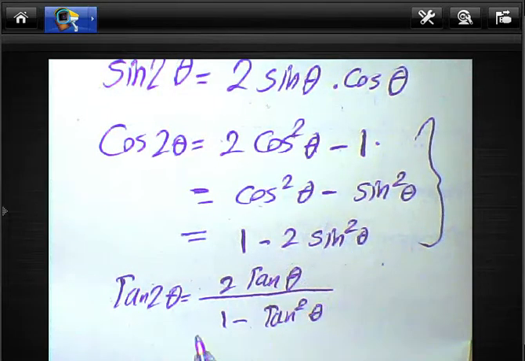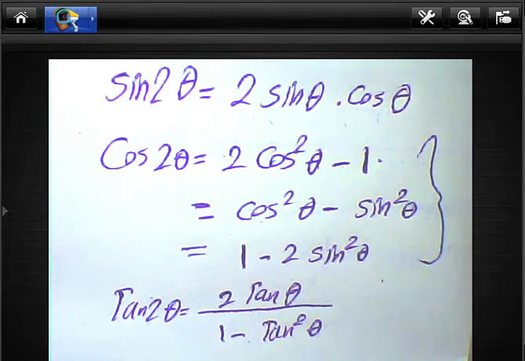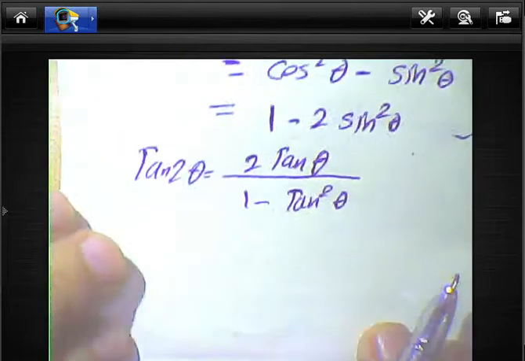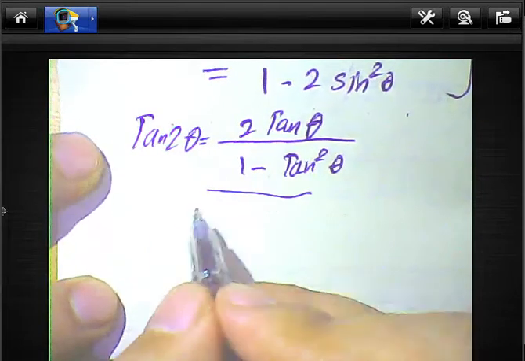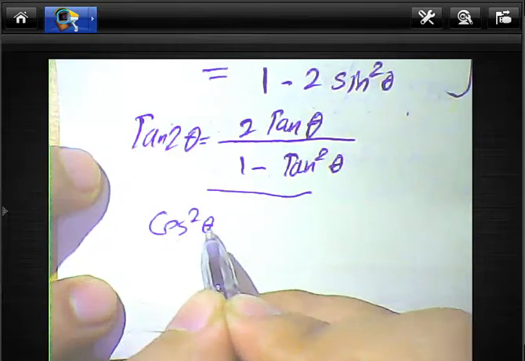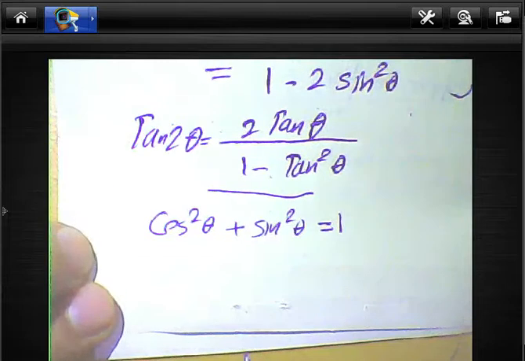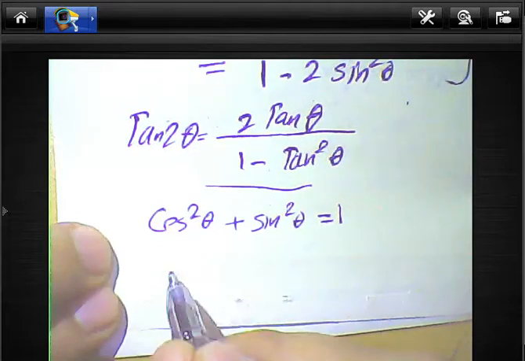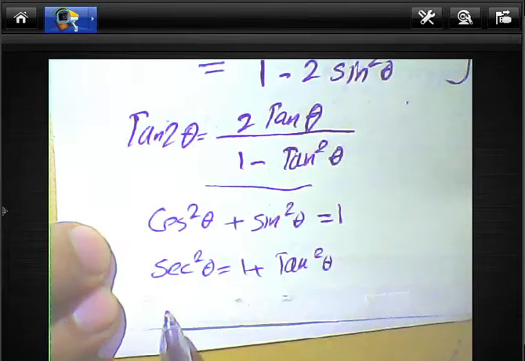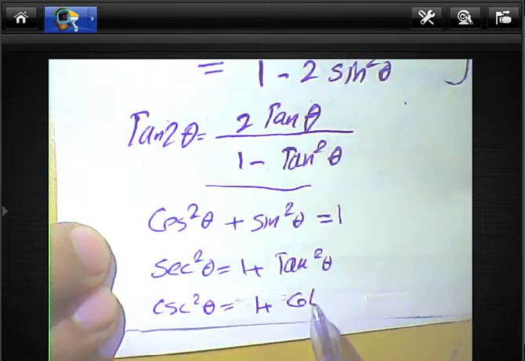And what about tan 2 theta? Tan 2 theta equals 2 tan theta over 1 subtract tan power 2 theta. You must keep this rule in your mind, okay? And we have identities you can keep in your mind: cosine power 2 theta plus sine power 2 theta equals 1, and sec power 2 theta equals 1 plus tan power 2 theta, or cosec power 2 theta equals 1 plus cotan power 2 theta.